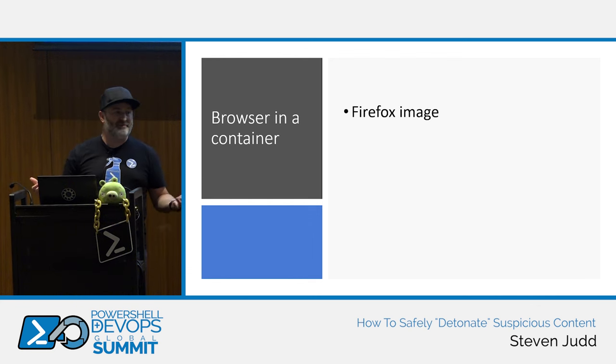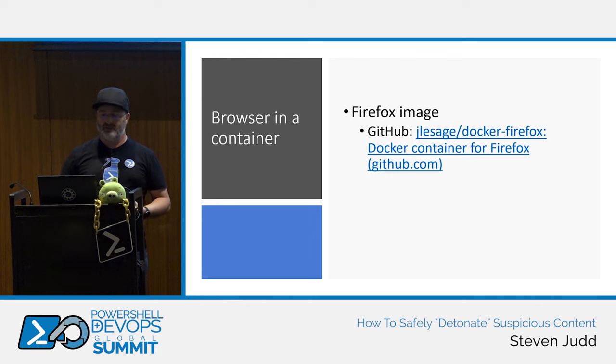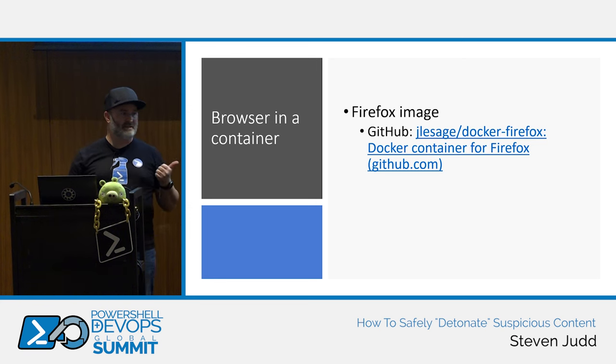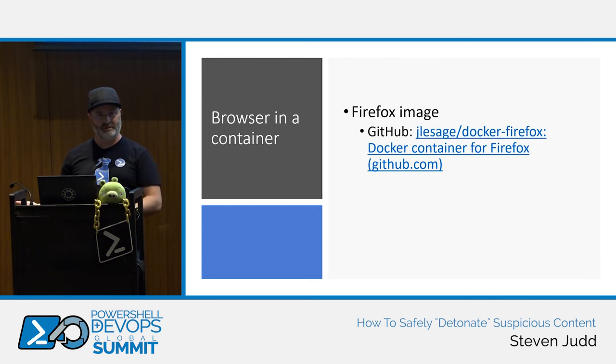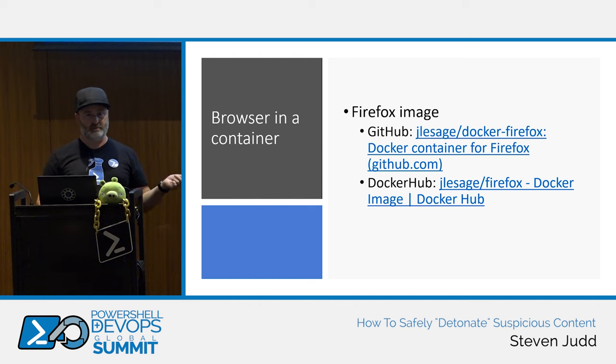Browser in a container. It's a Firefox image. Security people like Firefox because it has built-in sandboxing. The great thing about this particular image is you can go to the GitHub and see all the code. If you don't like the base image, change it. If you don't like something in there, change it. If you just want to see if it's good, go read it. Then they take that image and push it up to Docker Hub. That's how I get it.